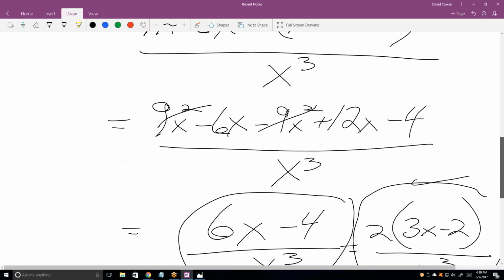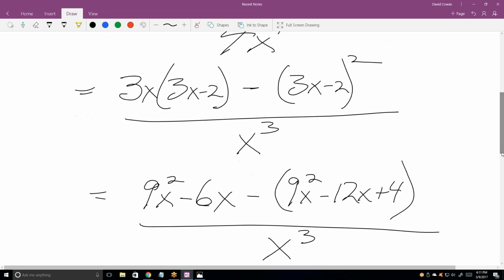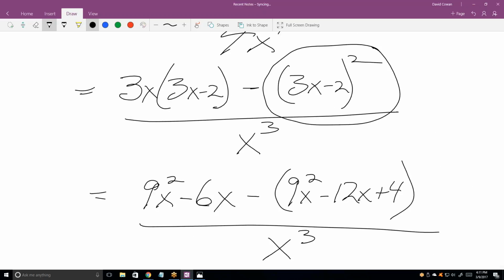In other words, I didn't necessarily have to expand this term right here. But I could see that I was going to have a 9x squared and a 9x squared over here. Let's go ahead and expand it because I know I can simplify. And that's the general rule you always want to use.